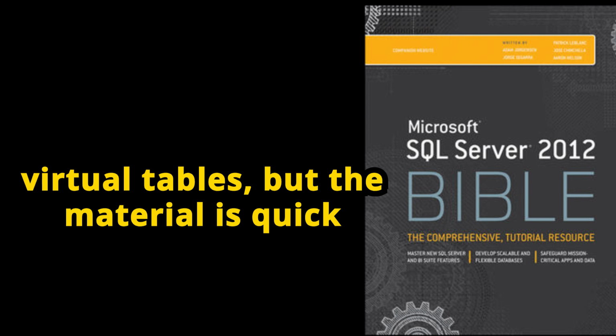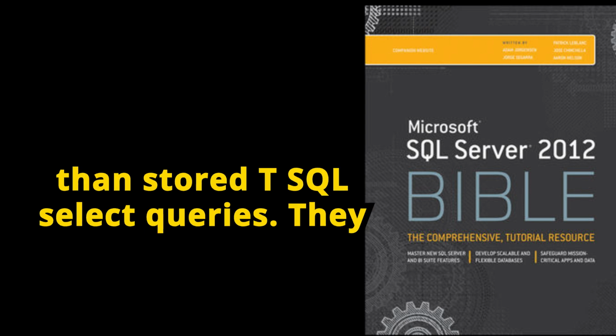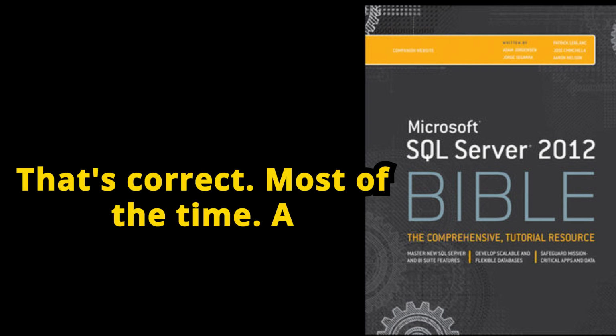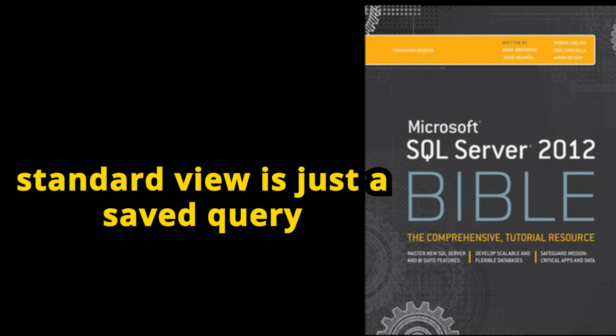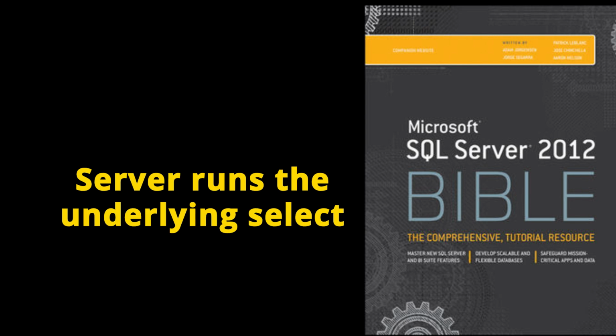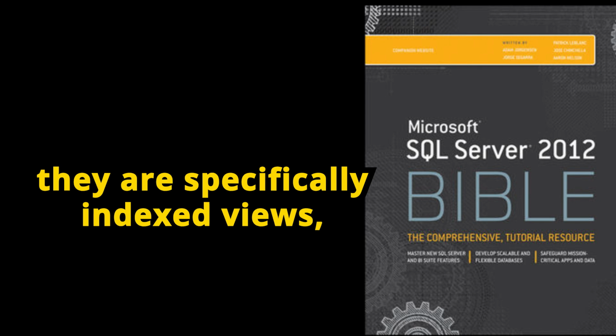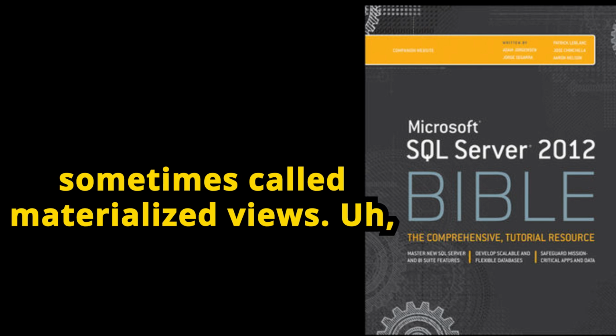They're often called virtual tables, but the material is quick to point out they're really nothing more than stored T-SQL select queries. They don't hold data themselves, usually. That's correct, most of the time. A standard view is just a saved query definition. When you query the view, SQL Server runs the underlying select statement. They don't store data unless they are specifically indexed views, sometimes called materialized views.